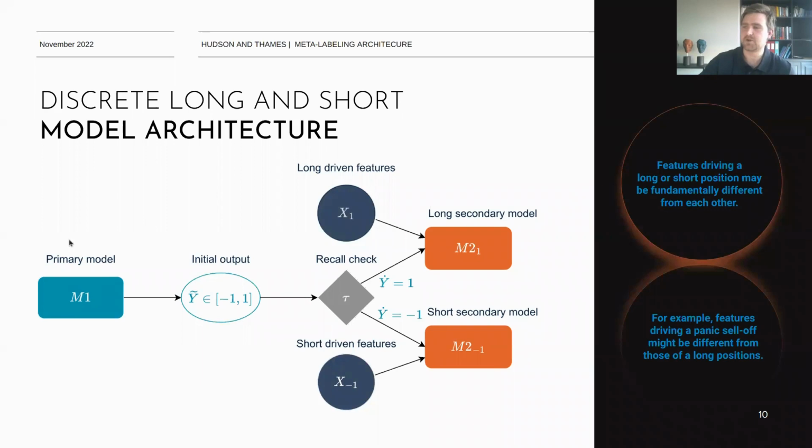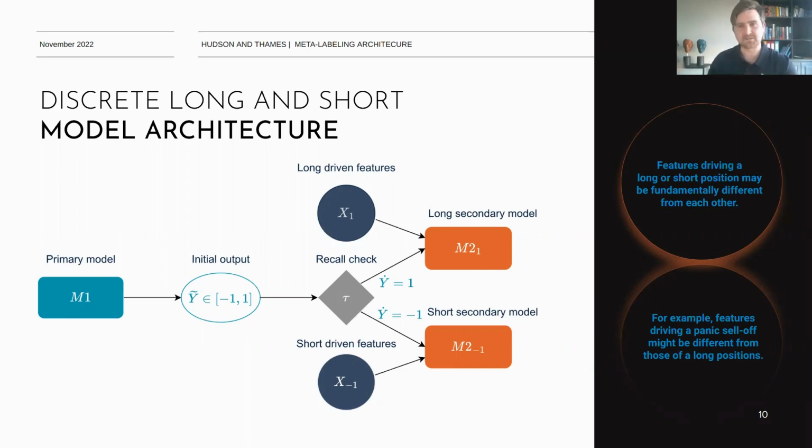So again, we have the primary model. It gives an initial output. Dependent on the recall check, if you go long or short, you would then have a secondary model for the long positions and a secondary model for the short positions. And this is kind of the principle of divide and conquer. So you want one model to specifically account for how those features relate to the target variable.